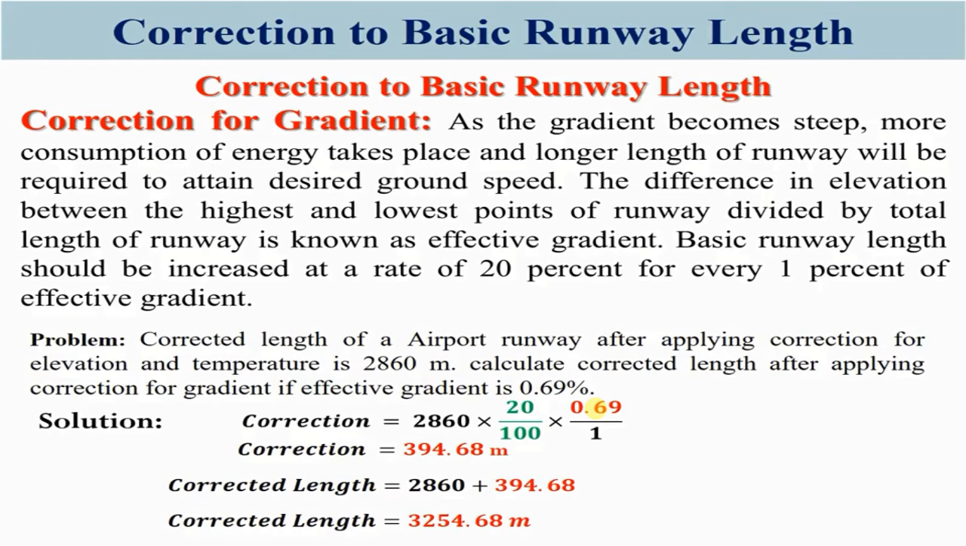So now this value is going to be my basic runway length after applying all the three corrections. In the given question, two corrections were already applied, so we are not going to apply those corrections. Only the correction for gradient was asked of us, so we have to find out only that value.